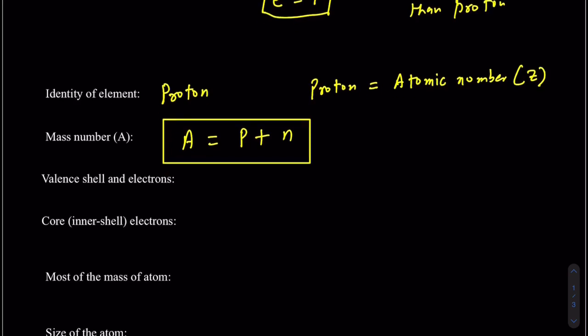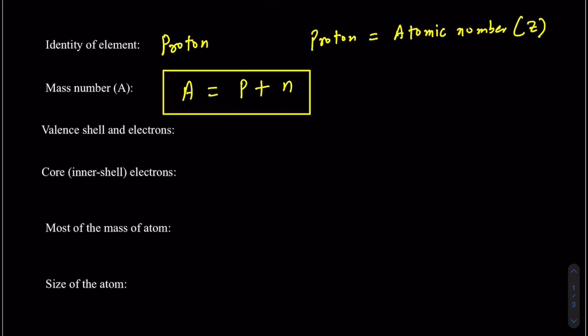Okay, moving along, we want to make sure you know what the valence shell and valence electrons are. The valence shell is going to be the outermost shell.